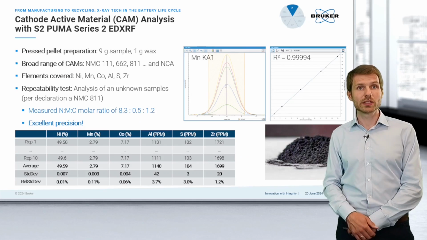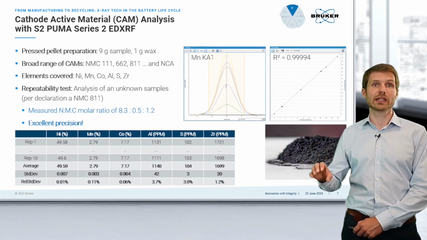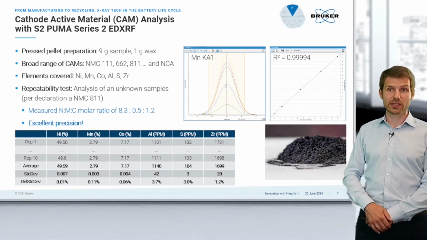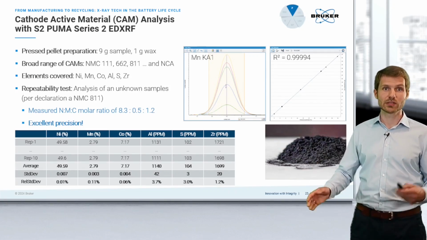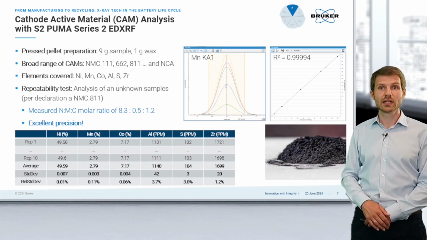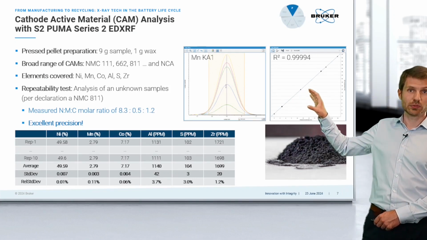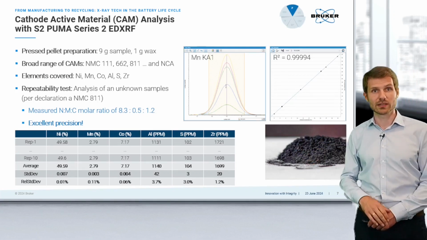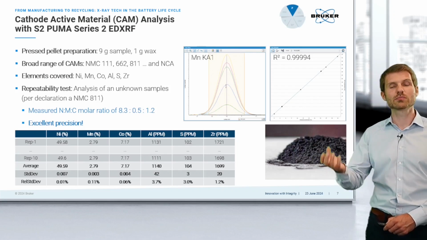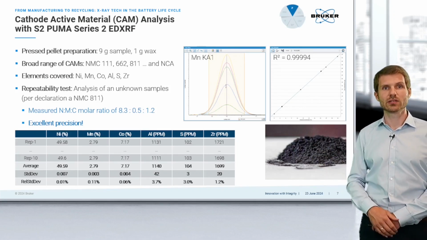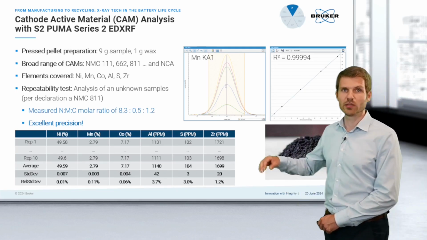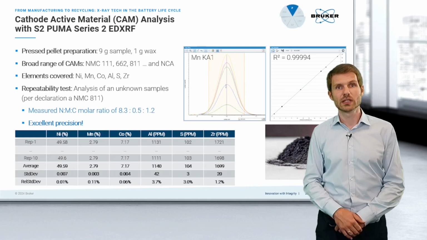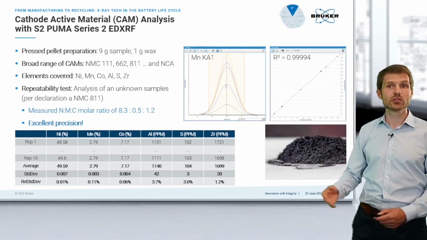Another example I wanted to bring to you is the final cathode active material. What we've done is we acquired a few cathode active materials that are available on the market, so different NMCs, but also NCAs. These can all be correlated as pressed pellets on one calibration. The material, which looks approximately like this, is briefly ground and pressed into a pellet, and then measured in our systems. We use the nominal values for nickel, cobalt, manganese, but also for the traces of aluminum, sulfur, and zinc. And then we used one sample as an unknown.